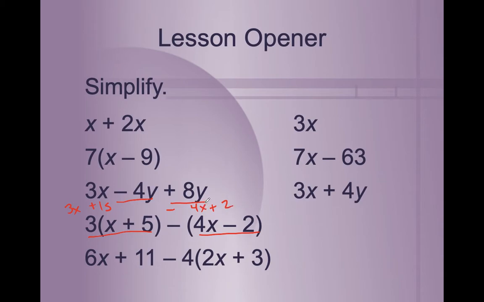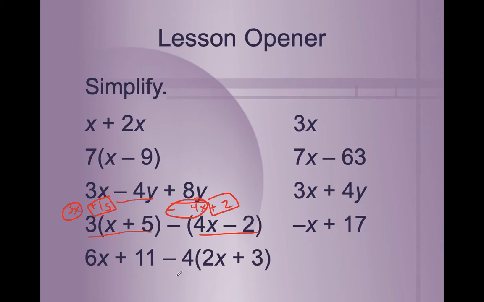Do I have any like terms? Yeah. 3x and negative 4x, positive 15, and positive 2. So 3x and negative 4x will give me a negative x, and 15 plus 2 will give me 17. This is my final answer.